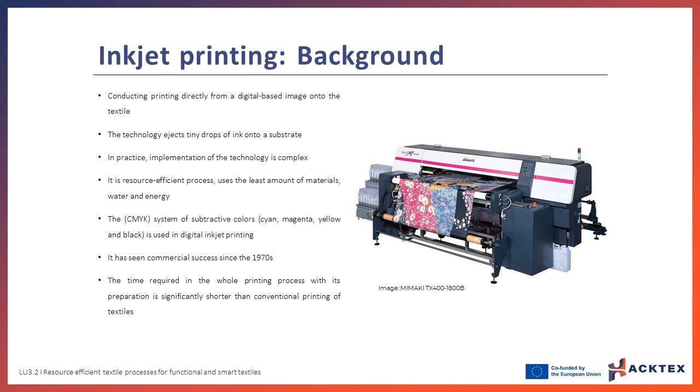The color model which is used in digital inkjet printing is CMYK. The time required in the whole printing process with its preparation is significantly shorter than conventional printing of textiles.